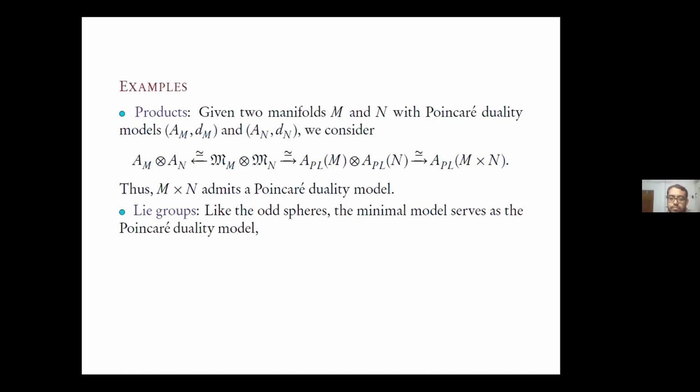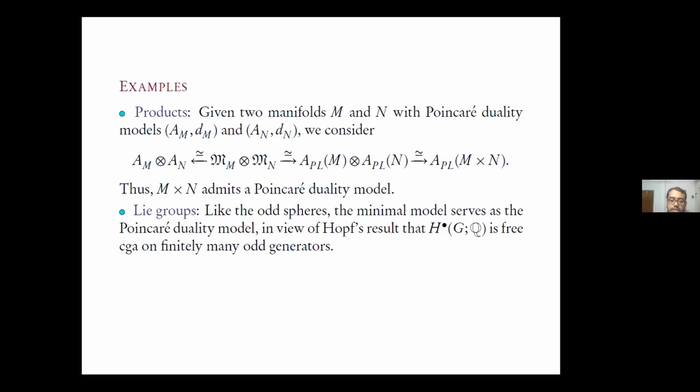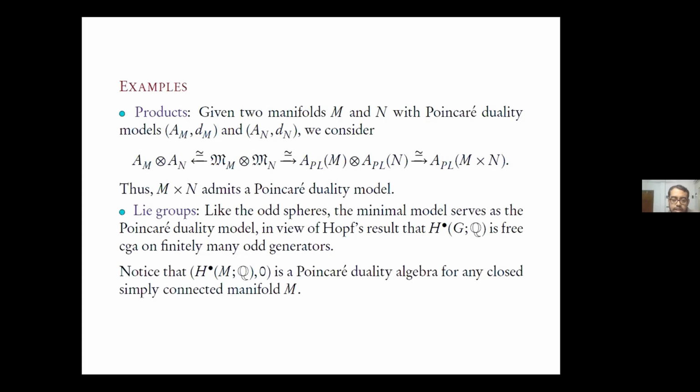So, okay, right. In view of Hopf's result, the cohomology of G with Q coefficients is a free commutative graded algebra on finitely many odd generators. So that is what we talked about earlier. So the point is that in all three of these cases, the Lie groups, the spheres, and so on, you saw that you can simply take the cohomology of M with Q coefficients, take the differential to be 0, and that is a Poincare duality algebra.